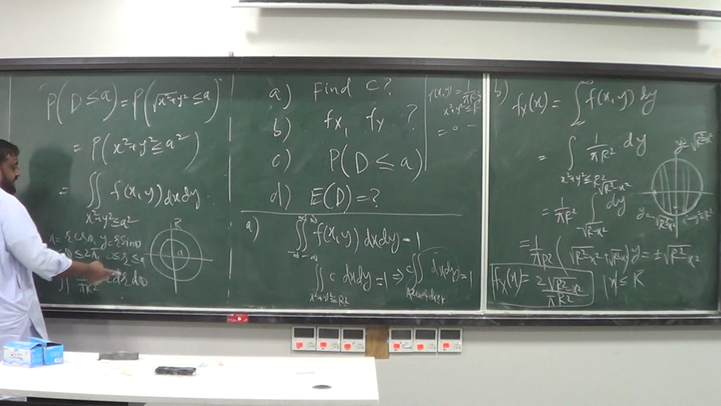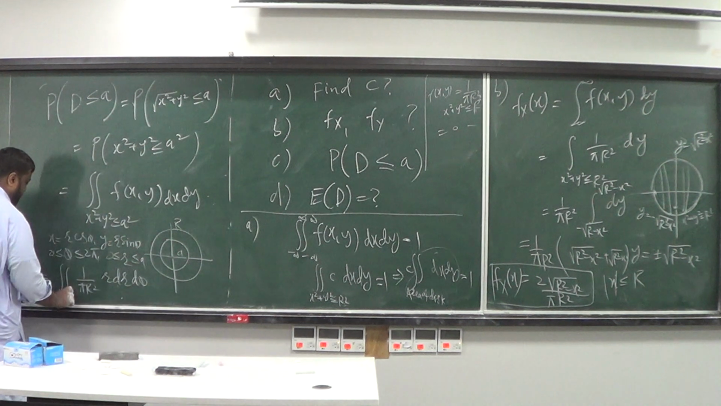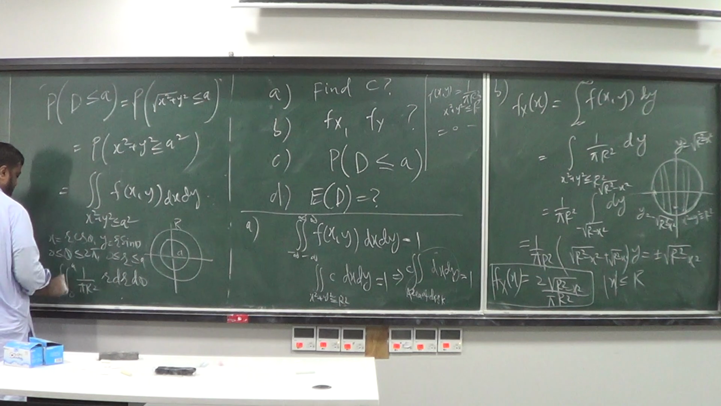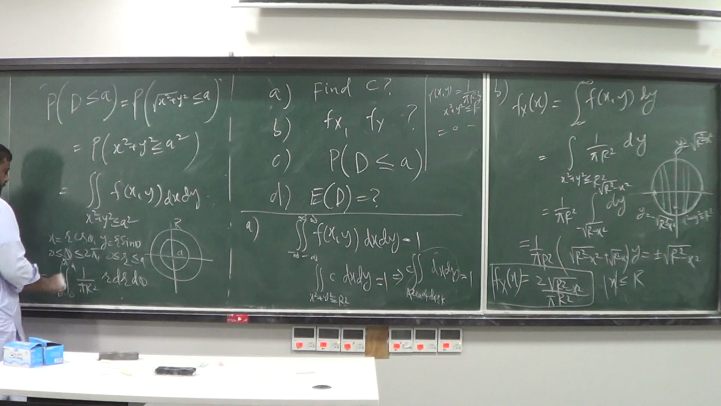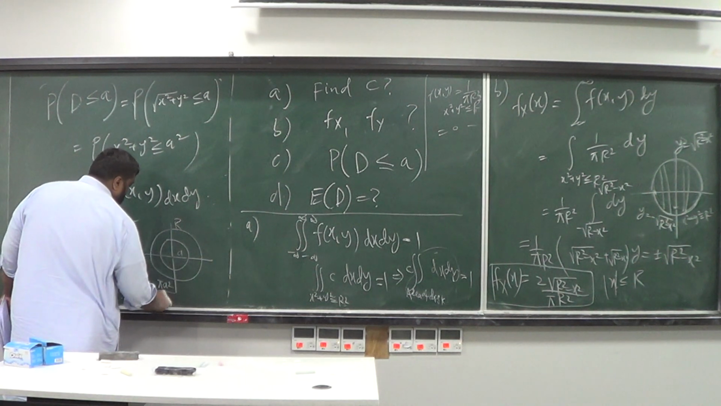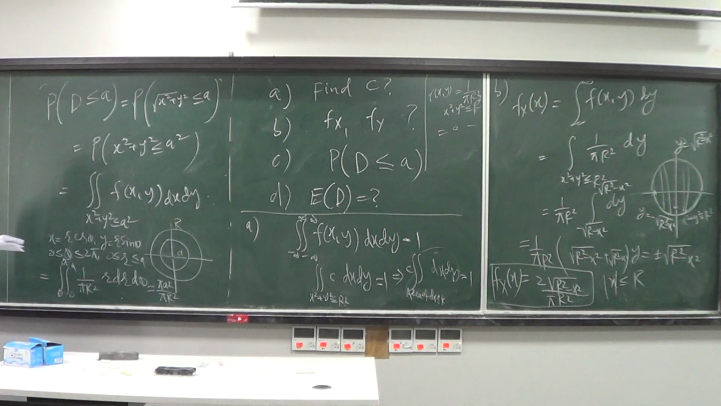r, in this distance, can be anything. It can be between 0 to A. So let's put 0 to A. And theta can be between 0 to 2 pi. And when you compute this integral, you're going to get pi A square over pi R square, as per our expectation.